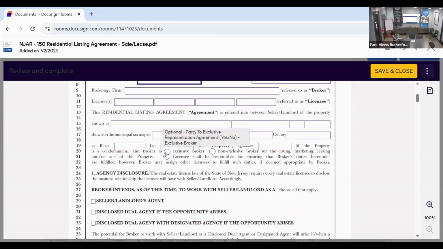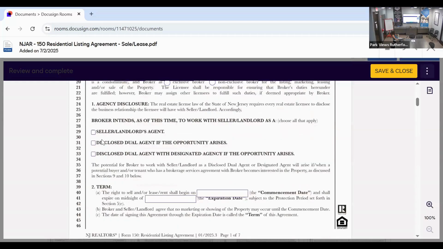Now, line 20, people see exclusive and they don't check this off. This does not mean office exclusive. This means exclusive right to sell or exclusive right to rent. So you want that checked off. If you checked off non-exclusive, that means any broker can bring a buyer or whatever, and they'll get the full commission and you don't. So just be aware of that. Down here, you always want to check off dual disclose. Don't just check off seller or landlord's agent. You don't know if you're going to get a tenant. You don't know if you're going to get a buyer.